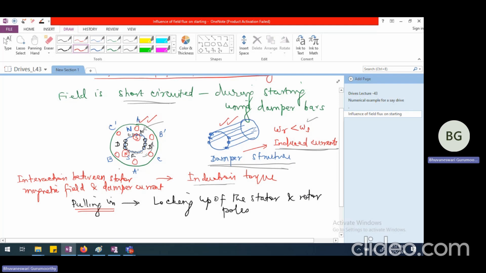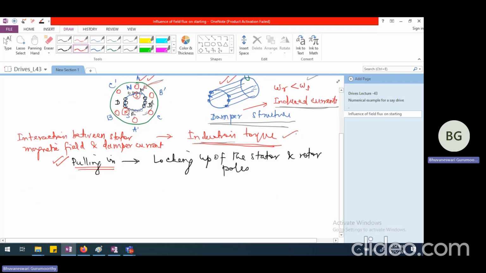So the first thing is we have to ensure that a sufficient amount of induction torque is developed. The second thing we need to ensure is that pulling in happens properly by switching on the field supply at an appropriate instant. To develop a sufficient amount of induction torque, we had already studied in the induction motor that the induction torque generated will be proportional to the rotor resistance.